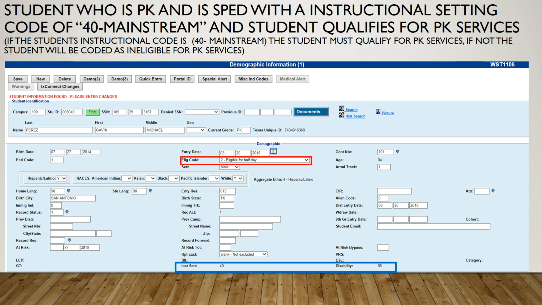Next is a student who is pre-K and is special ed with an instructional setting code of 40 mainstream and the student qualifies for pre-K services. If the student's instructional code is 40, the student must qualify for pre-K services. If not, the student would be coded as ineligible for pre-K services. So in this example, the student's instructional code is 40, disability is 06, but he does qualify for pre-K services, so he's coded as a 2.